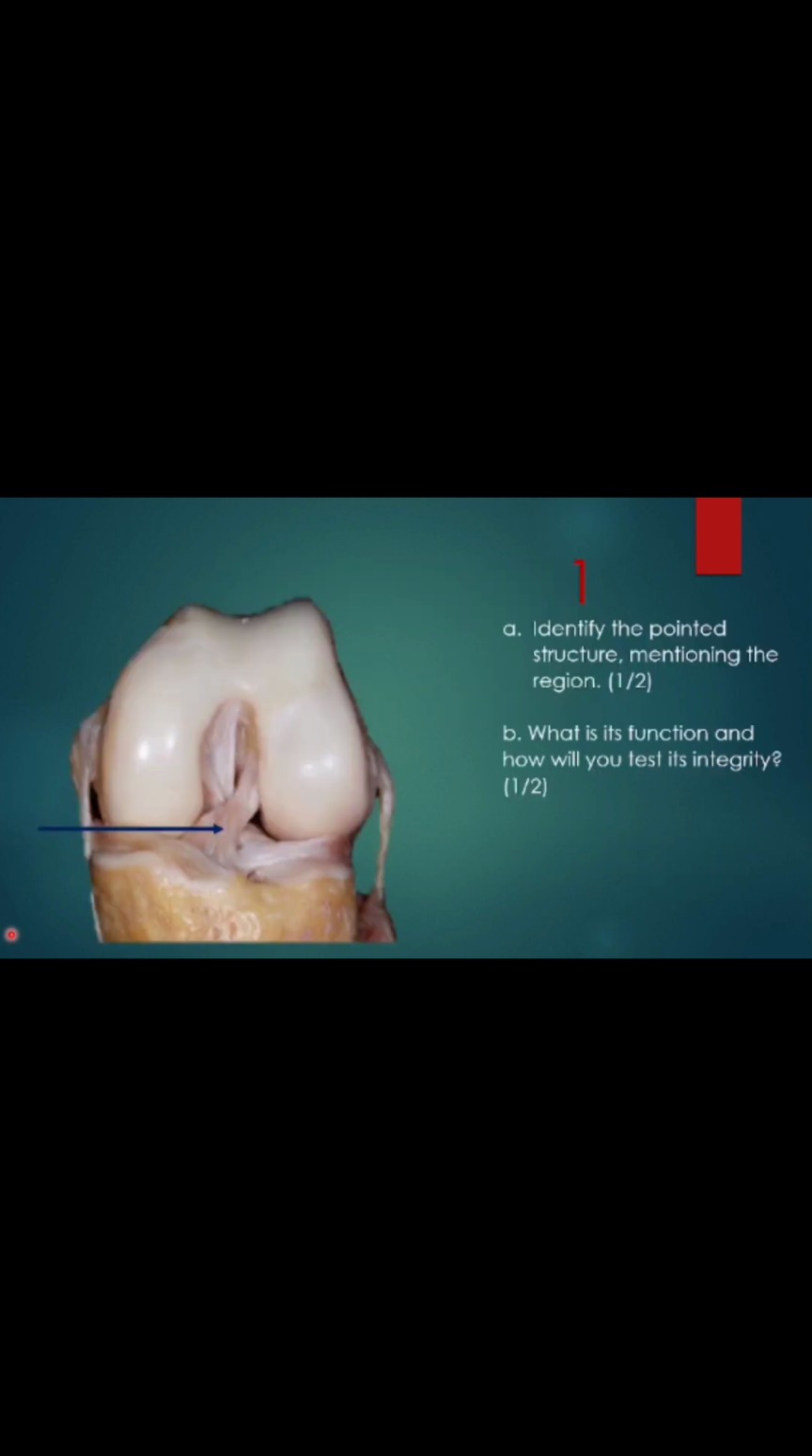So we will see the first question. A. Identify the pointed structure mentioning the region. B. What is its function and how will you test its integrity?